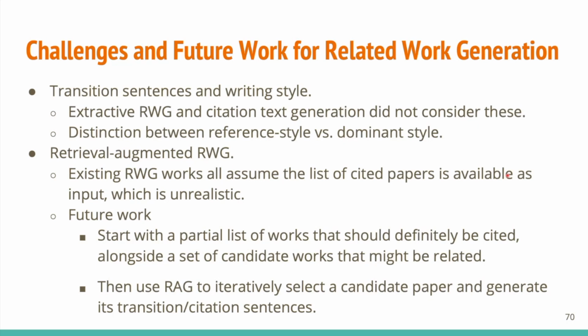Our final challenge is retrieval augmented related work generation. So far, all existing related work generation works assume the list of cited papers is available already as an input during this task, which is clearly unrealistic. So as a future work, we suggest starting with a partial list of works that should definitely be cited, alongside a set of candidate works that might be related, and then we iteratively use retrieval augmented generation to select a candidate paper and then generate its transition and citation sentences.